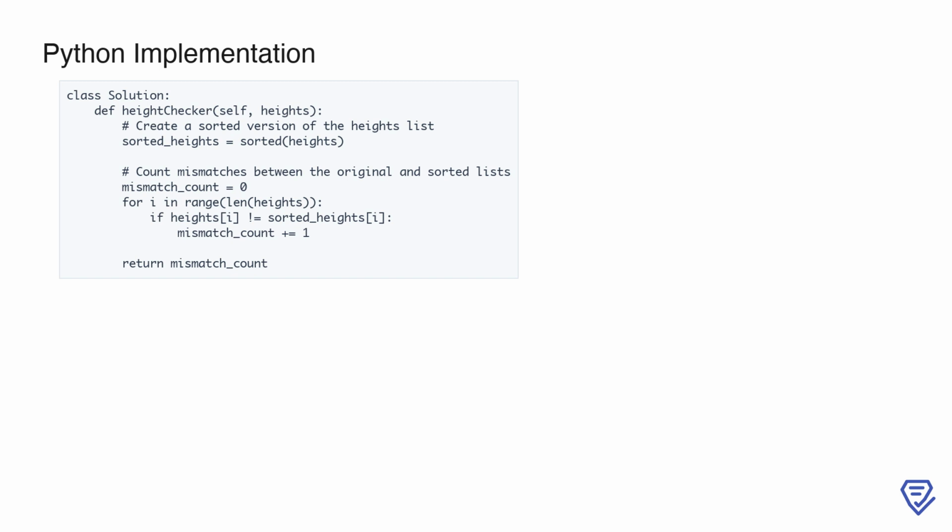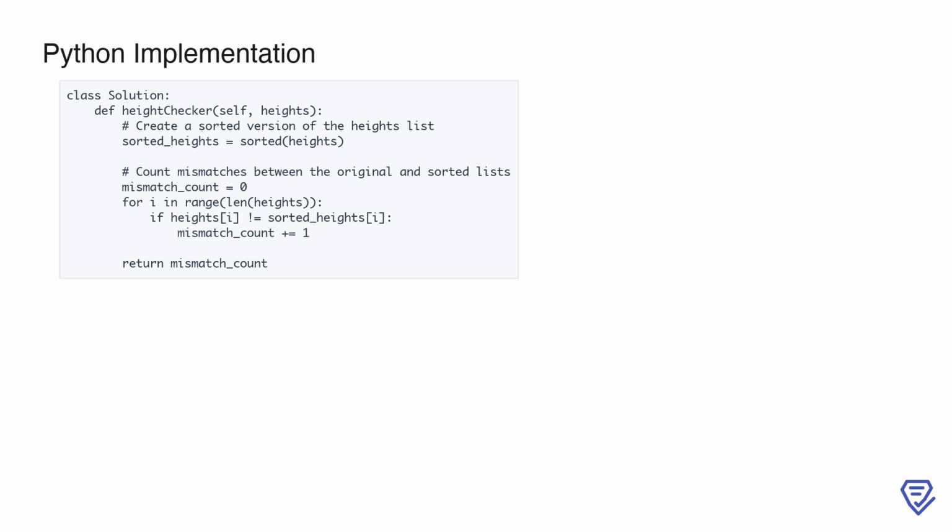Next, we initialize a counter mismatch_count to 0. We then iterate through the original heights list, comparing each element with the corresponding element in the sorted list. If these two elements differ, it means the student is out of place, so we increment mismatch_count. Finally, we return mismatch_count as the result, representing the number of students standing in the wrong positions.